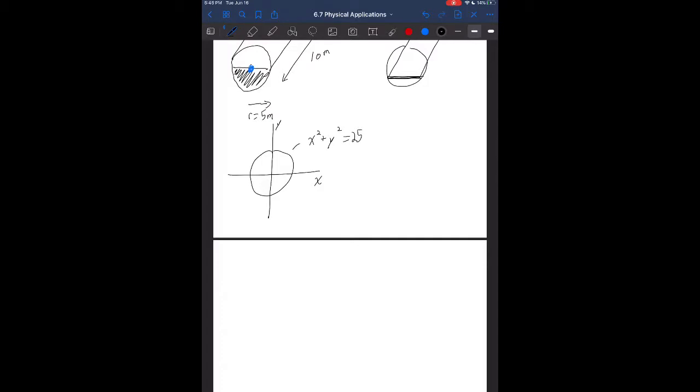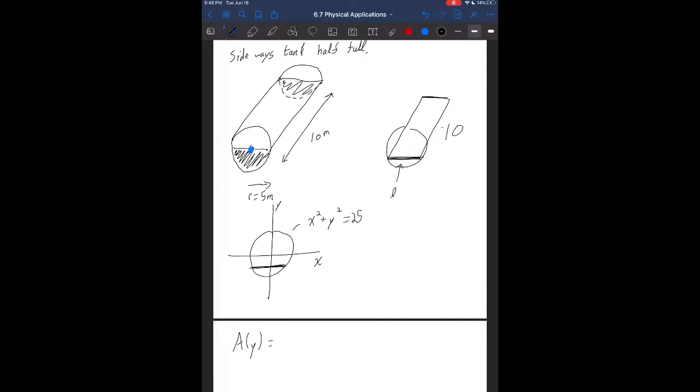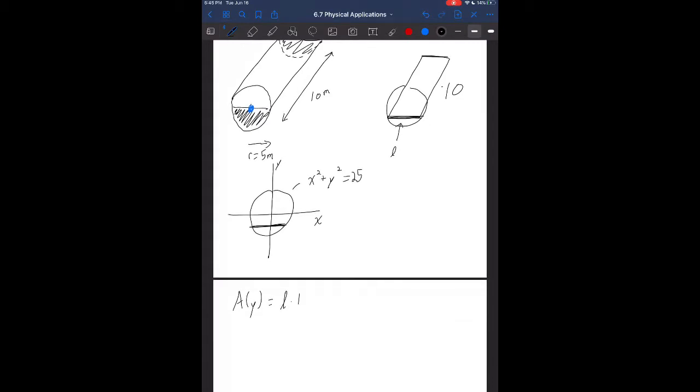So if we are trying to figure out A of y, well, in our coordinate system, if we're at some y value right here, we have this extended rectangle out, which I kind of drew in this picture right here. So we need to know what this length is, L, and then we'll multiply it by 10 to get our area. So this is going to be L times 10, where L is just this length right here. So this is our L.